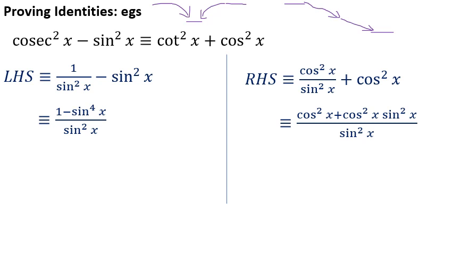Now, if there are any other logical things to do at this point, then I do them. You don't have to hunt too hard. Usually something will jump out at you if you're writing it sensibly. Cos squared x is a factor of both terms of the numerator. So it is a factor of the entire numerator, and I can factor it out like that.